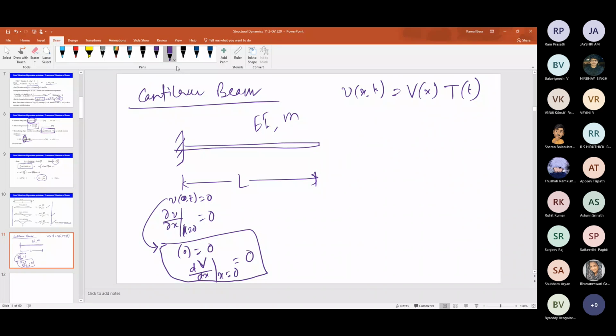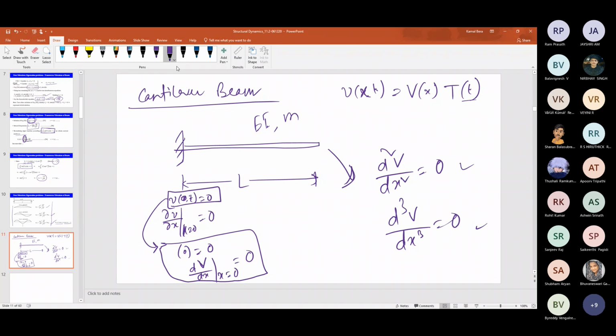Okay. So since V(0,t) is 0, right? If I substitute x equals 0 here, this is non-zero, so I can say V(0) equals 0. Similarly this. So directly I can write here. So what will be the free end? Free end will be shear force and bending moment 0. So I can write d2v by dx2 is equal to 0, and d3v by dx3 is equal to 0. Shear force and bending moment 0.